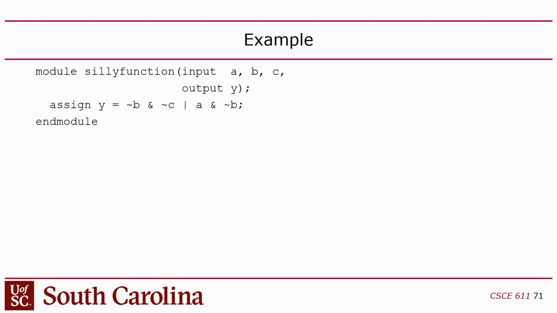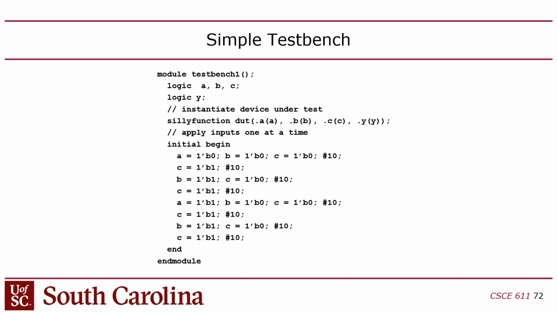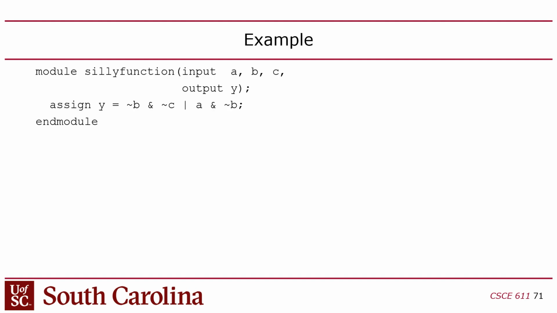So here's an example. I have this module called silly function. It has 3 inputs, 1 output. It just does some Boolean logic. And I can create a test bench. Now, one of the things you'll notice, by the way, is that generally speaking, all your modules are going to have inputs and outputs. They better, because if not, they can't communicate with the outside world, right? However, a test bench is the exception. A test bench, because it's wrapping around the design you're testing and it's generating its own inputs, won't have any inputs or outputs.